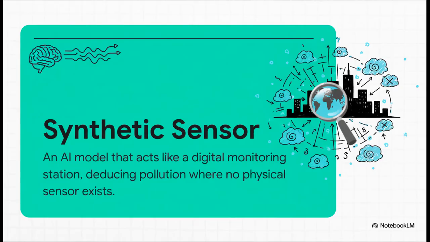So the really clever solution here is this idea of a synthetic sensor. I love this concept. Think of it like a digital detective. It's basically a machine learning model that's been trained to act just like a real monitoring station. It takes all the clues it can find and figures out the pollution level in places where we have no sensors at all. It's a total game changer.